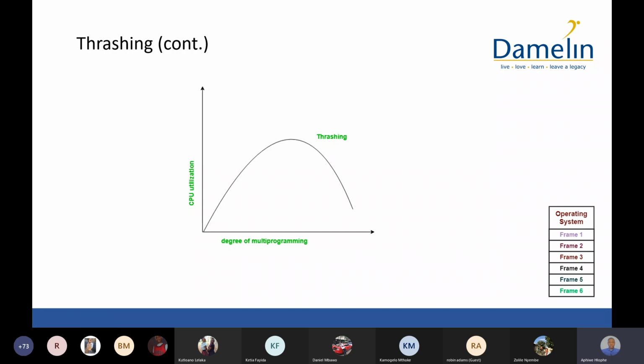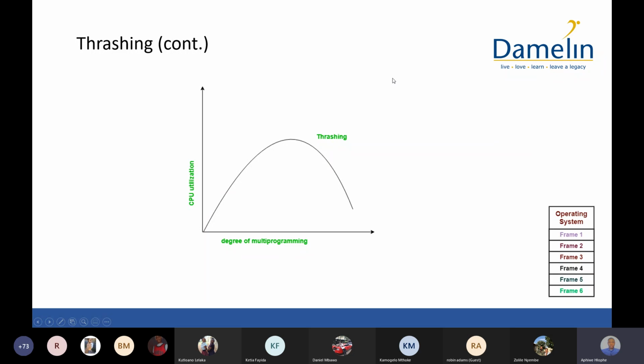So you've opened up more programs on your computer, which means now there's going to be more competition for frames. Okay, I'm sure you're asking yourself the question, why is it a downward sloping curve? Why is it not increasing gradually?